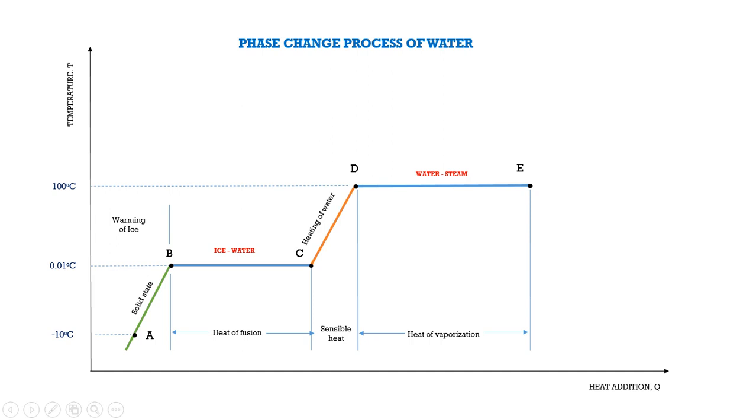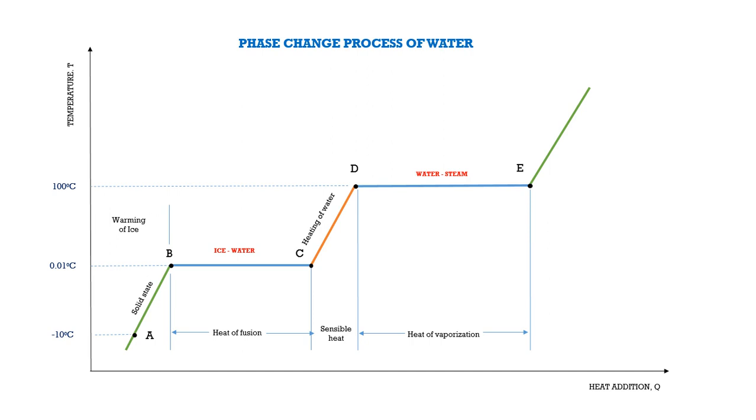So, from A to B, heating of ice, from C to D, heating of water. But B to C, phase change process, temperature remains constant. D to E, phase change process, that is water converts into vapor. This is also a phase change process. Temperature remains constant. So, at the state E, all the water has been vaporized, and the state of the steam, that is water vapor, is called dry and saturated steam. The phase change from liquid to vapor is called vaporization.